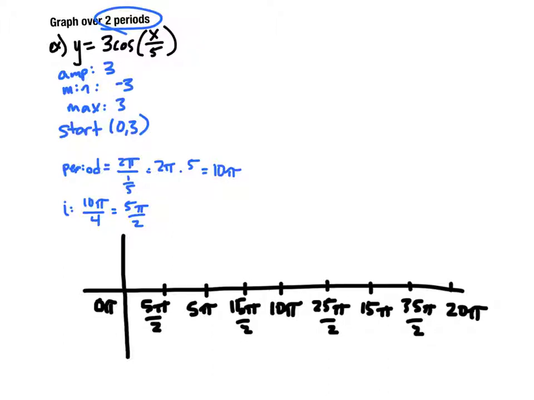So again, these steps that don't have divided by 2, these are coming from just going 5 more each time. So 10 pi over 2, this is 20 pi over 2, 30 pi over 2, and 40 pi over 2.